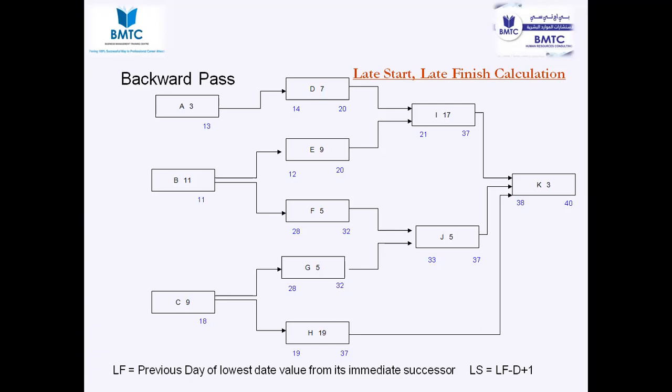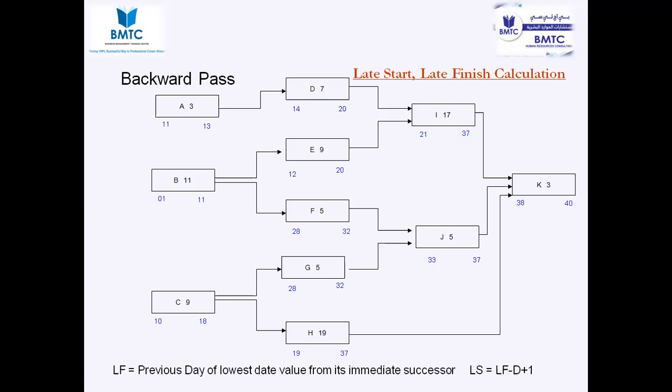What is the late start for A? 11. This one? 1. A is 1, right? Because we never took 0, we took 1. So it should be 1. This one, 10. So we found out the late start and late finish for all the activities connected in the network. So this is the detailed schedule network diagram.